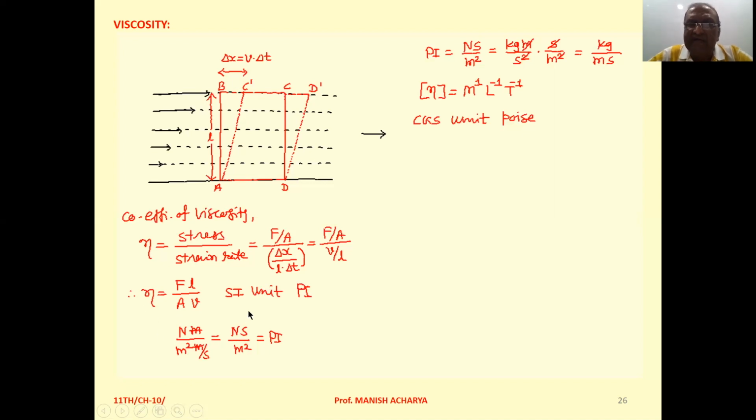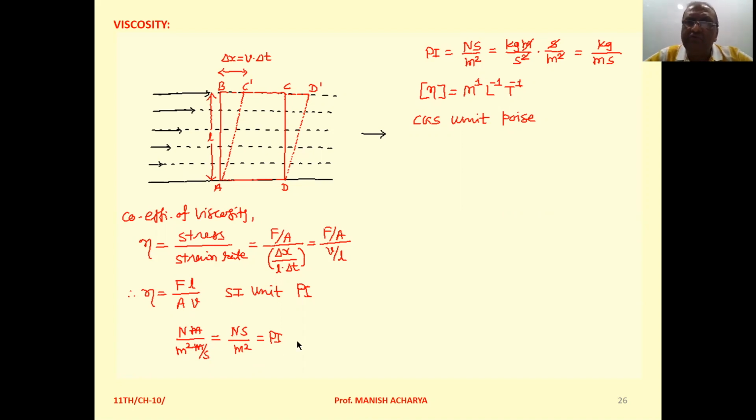The SI unit of this is Poiseuille, named after the scientist Poiseuille, and it is represented as PI. But what does Poiseuille mean? If we substitute the unit of force Newton, for length meter, for area meter square, and for velocity meter per second, then finally we get Newton second per meter square. This Newton second per meter square itself is called Poiseuille.